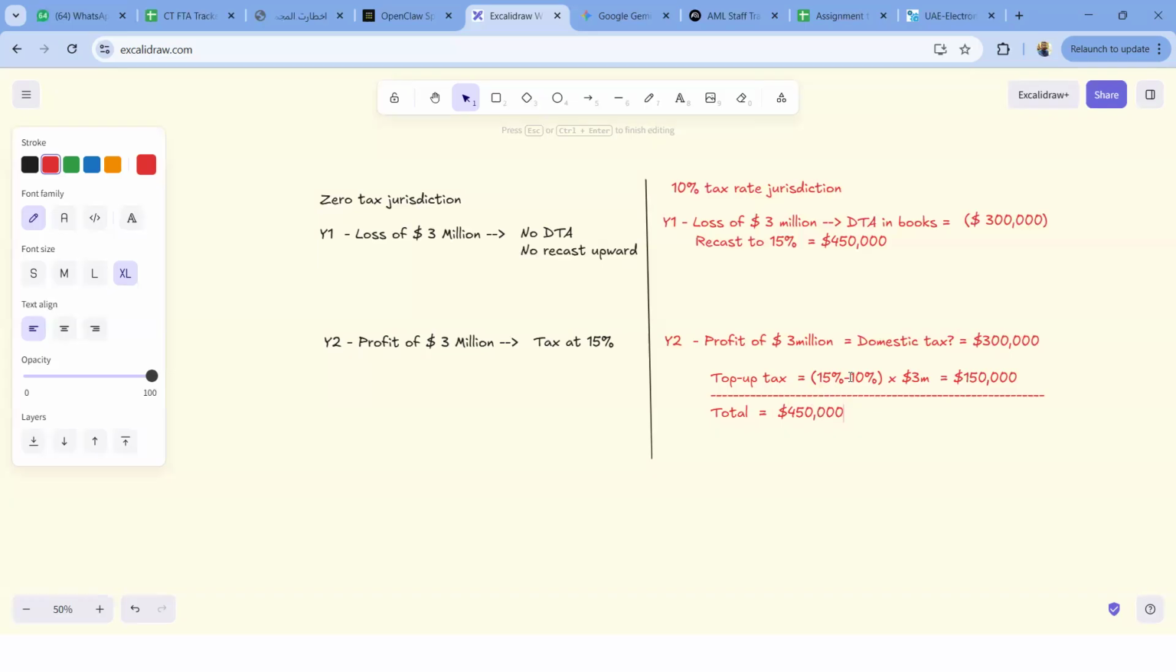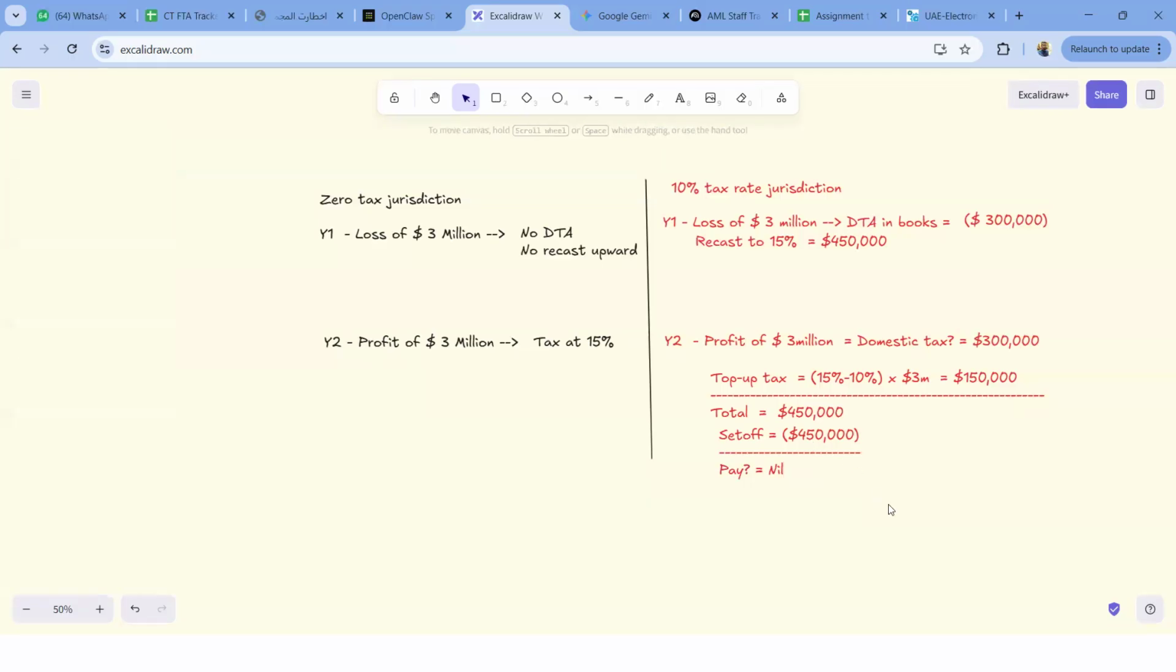Yes. How much do I have as DTA? 450,000. So can I set off? How much GloBE top up tax would I pay? Out of the 450,000, 300,000 I'll set off with domestic taxes. The rest would be set off against this. So how much will I pay? Nil. Are you understanding this?